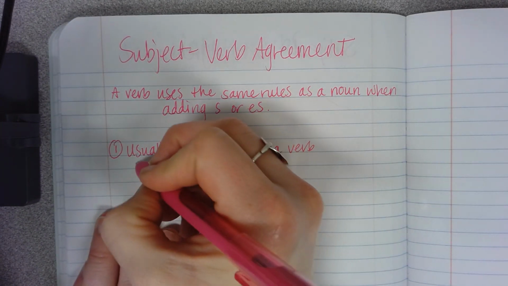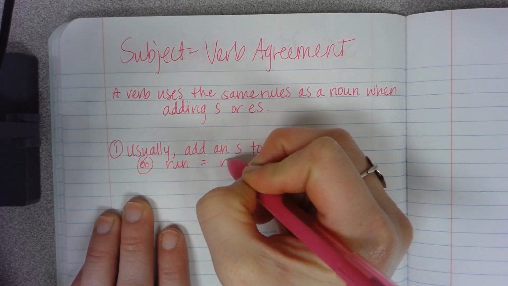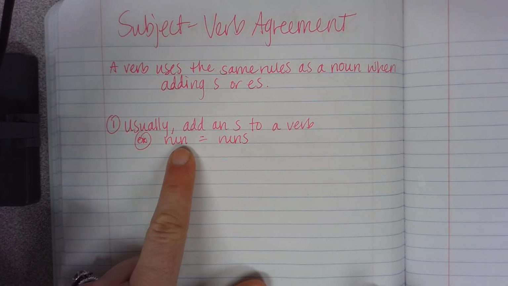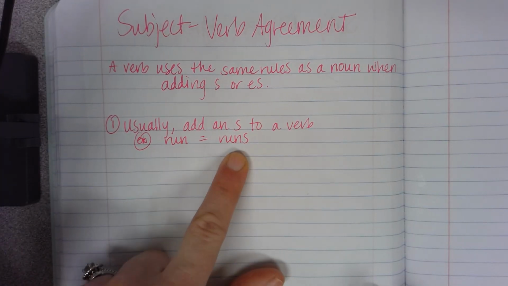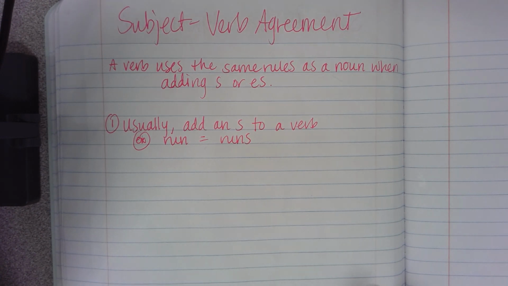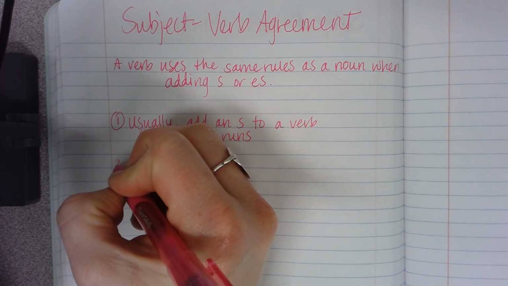Let's do example, run equals runs. Okay, so run, R-U-N, equals runs. So usually most of the verbs, majority of the verbs that you will come across, you just add an S to it, and that's what makes it agree with a singular subject or singular noun.